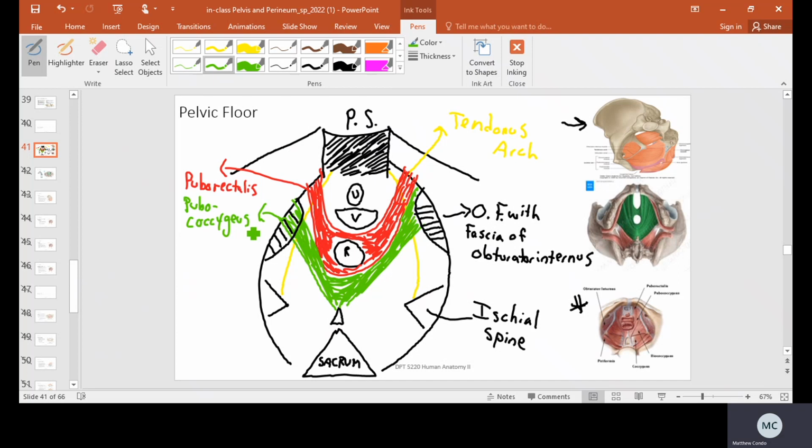It comes off of the obturator, like the fascia of obturator internus, and the pubis bone. Right, so that's why it's called Pubo Coccygeus. A good question.